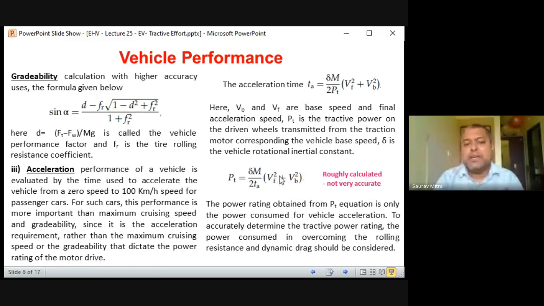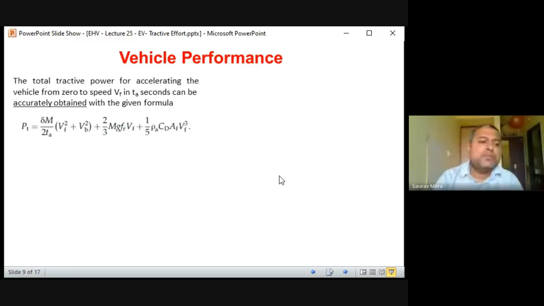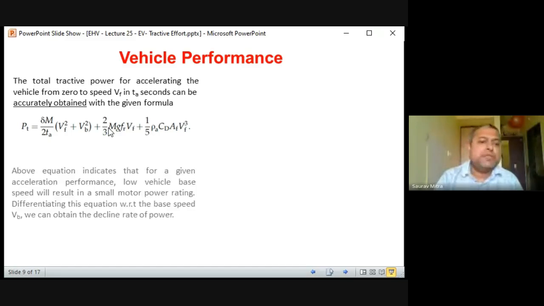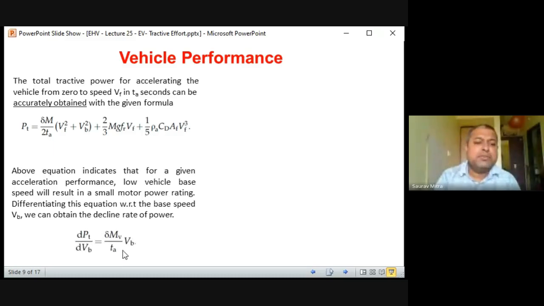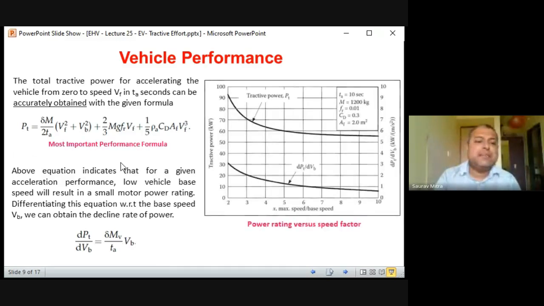So this is the PT equation with only FT, and then you are supposed to find out what is FT net. This is the FT net, and for FT net you have to say that it has the positive power and the drags, so these two terms are actually negative. And then you are supposed to find out what is the power rating with respect to the base speed, so you are relating power with respect to the base speed. And from here you are finding out that if vb is less, in that case the PT requirement will be less.